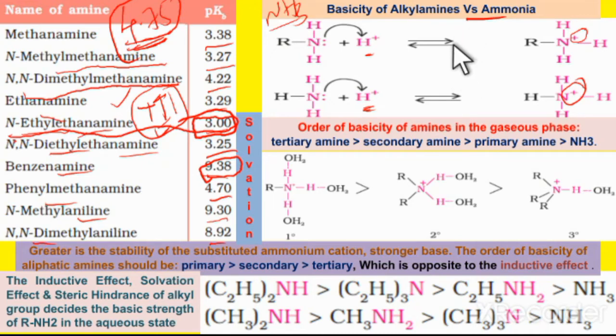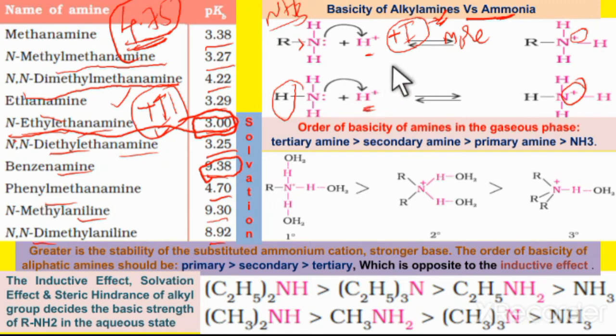In these cases, the alkyl group has a donating nature, but hydrogen does not have the donating nature to the nitrogen. So the plus I effect is possible in the case of alkyl amines, but it is not possible in ammonia. Because of this, alkyl amines have more basic nature than ammonia.